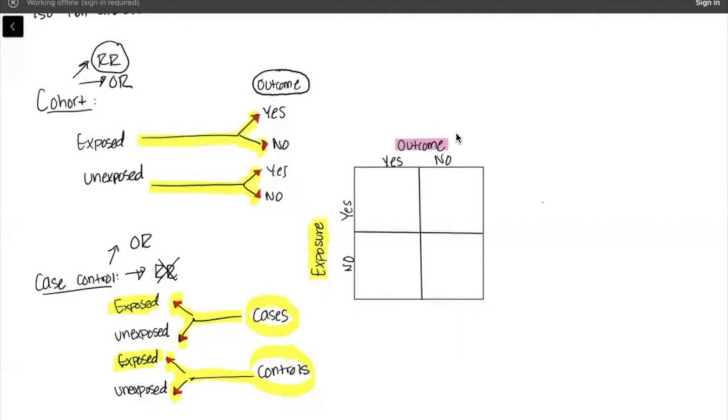But in a case control study, you're deciding how many patients you're using. So I'm deciding I'm going to include 100 patients that have lung cancer and 100 patients that do not have lung cancer. I've already developed the prevalence for my own study, so I can't actually calculate the risk of developing anything, because what I'm looking at is the outcome. That's what I'm starting with.